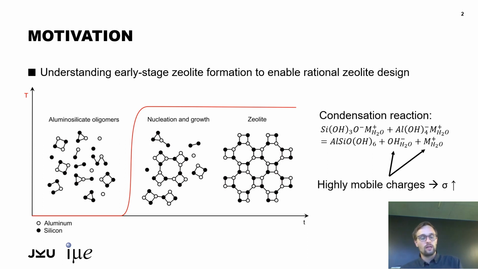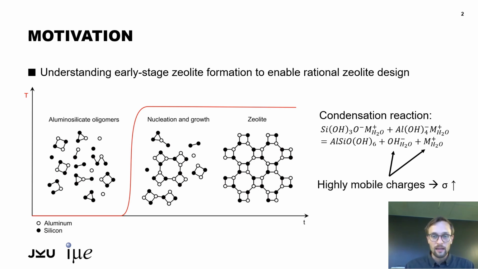Now, how does the nucleation or the formation process of a zeolite typically look like? In the beginning, we have aluminosilicate oligomers, which are also called the precursors of zeolites. And if we heat up this precursor soup, then at a certain temperature, the nucleation and growth process is initiated. And at the end of synthesis, we end up with our zeolite product.